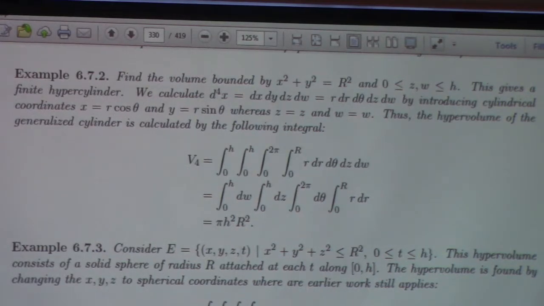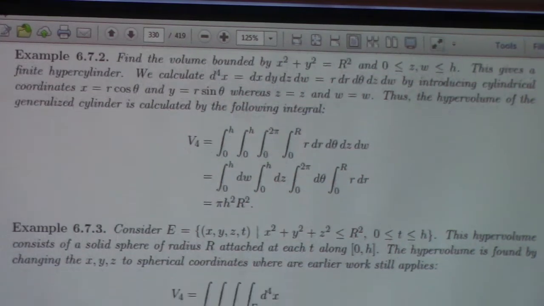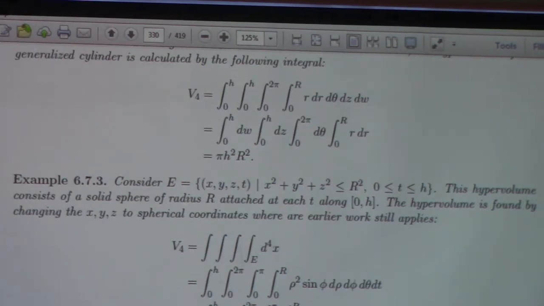a generalized cylinder. And then this example here, I take a bunch of spheres, one at each value of t, in the hypervolume of that, whatever you'd call that. The hypervolume of a solid sphere attached at each t along 0 to h ends up just being h times the volume of a sphere. It's like the analog of the volume of a regular cylinder of height h being pi r squared times the height. So if you have a stack of spheres rather than a stack of circles, it's still just h times the volume of the thing being stacked. So the volume of a cylinder is h times pi r squared. The volume of this thing is 4/3 pi r cubed times h. There's something interesting in the fact that we can calculate things we can't visualize.